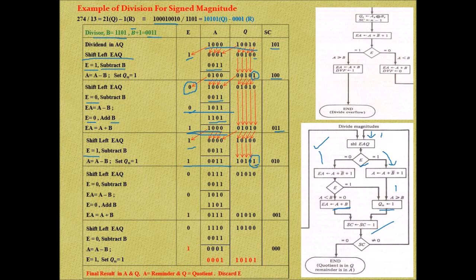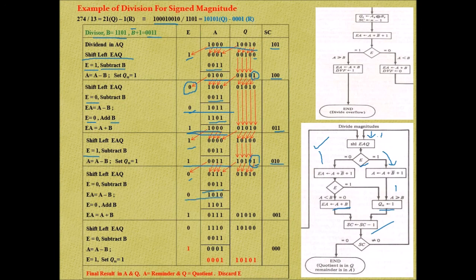Now again we have to decrement the sequence counter. We have decremented. Now it is again not 0, that's why again we have to start from the beginning. First of all left shift EAQ. We have left shifted EAQ, and now I have to check the value of E. Here the value of E is 0, that means in this direction, and I have to go for the subtraction. Subtraction is the 2's complement addition and the result is stored in EA.